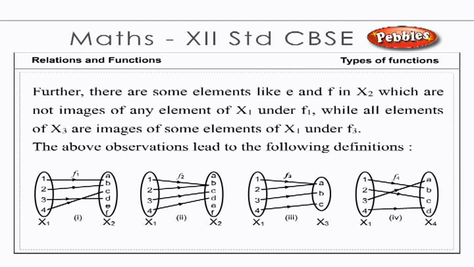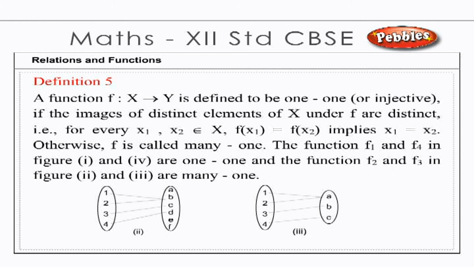The above observations lead to the following definitions. Definition 5. A function f: X → Y is defined to be one-one or injective if the images of distinct elements of X under f are distinct. That is, for every x1, x2 belongs to X, f(x1) = f(x2) implies x1 = x2. Otherwise, f is called many-one. The functions f1 and f4 in figures 1 and 4 are one-one, and the functions f2 and f3 in figures 2 and 3 are many-one.